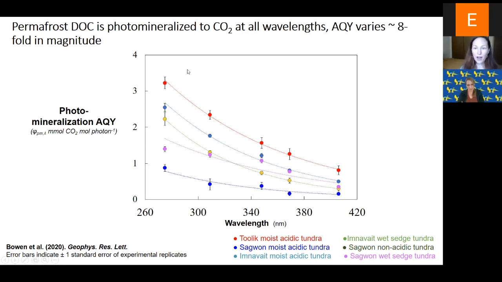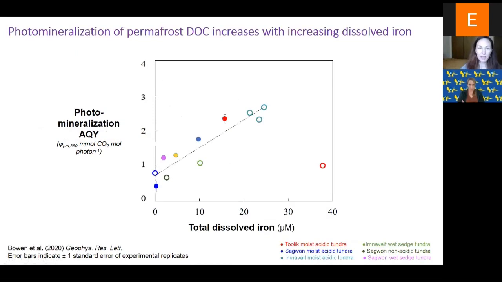And just like we observed with surface waters, that magnitude of yield seems to be controlled by iron. So here we've got plotted at just one wavelength, 350 nanometers, the photomineralization apparent quantum yield versus the total dissolved iron in the permafrost DOC leachate. And in general, there's a pretty nice correlation. The photomineralization yield increases with increasing concentration of dissolved iron, with the exception of one outlier, which we think we can explain, and I'm happy to if anyone is interested in that.